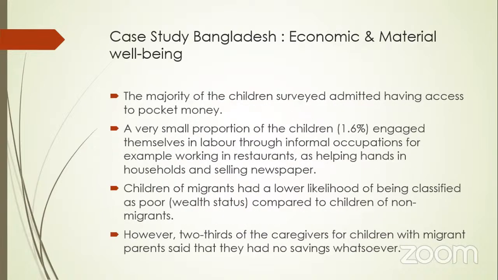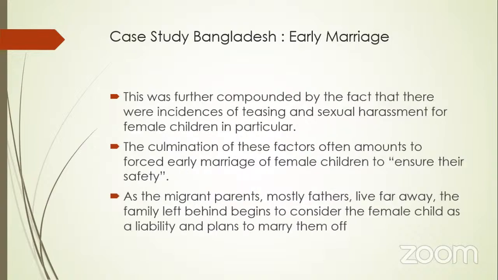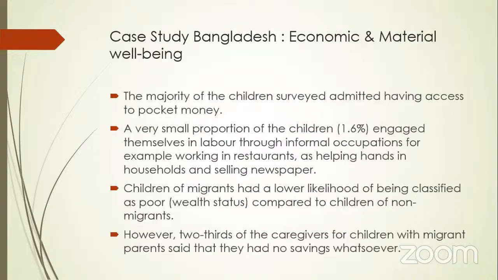Early marriage. There were incidents of teasing and sexual harassment for female children in particular. Culmination of these factors often amount to forced early marriage of female children to ensure their safety, as migrant parents, mostly fathers, live far away. Family life begins to consider the female child as a liability and plans to marry them off. So one of the factors of delaying marriages is also some sort of safety and security. Unless that happens, inevitably there's the pressure.